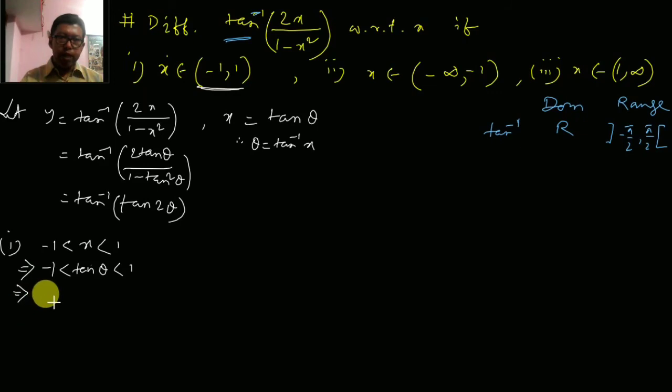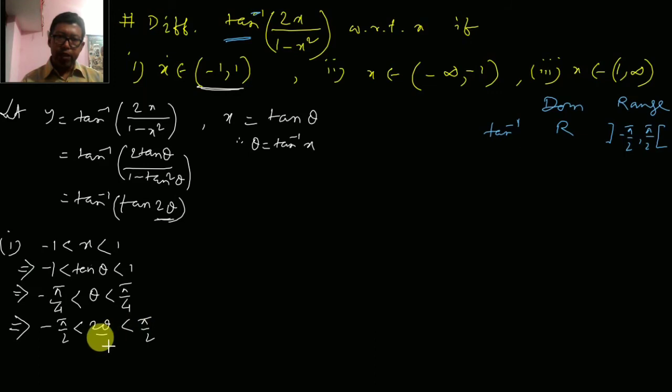Now minus 1 means minus pi by 4 less than theta less than pi by 4. You know this one, tan pi by 4 is equal to 1, tan of minus pi by 4 is equal to minus 1. But what is the angle? Angle is twice theta. For this you have to multiply by 2, so that you will get minus pi upon 2 less than twice theta less than pi upon 2.